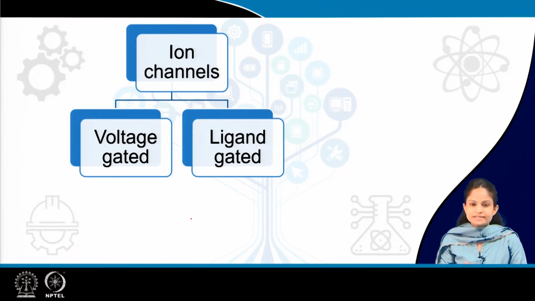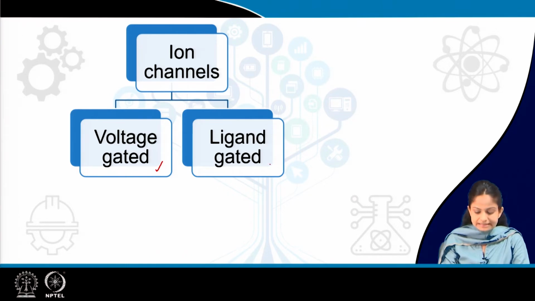Now, ion channels are mainly two types. We have voltage gated channels and ligand gated channels. Now, ligand gated channels, they specifically respond to a ligand, that is a chemical binding substance. And voltage gated channels, they respond to the change in the membrane potential or the voltage.